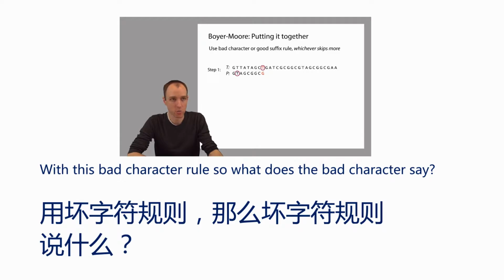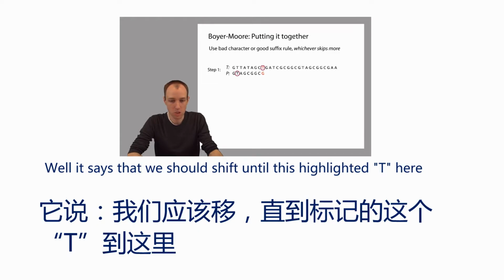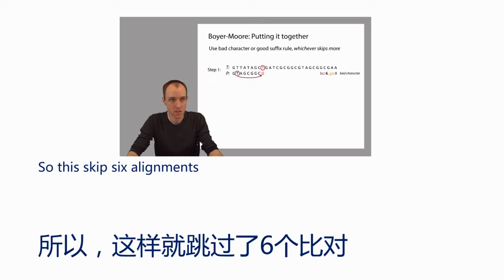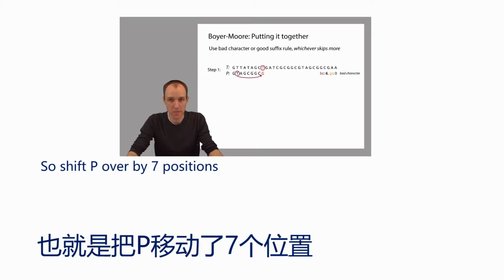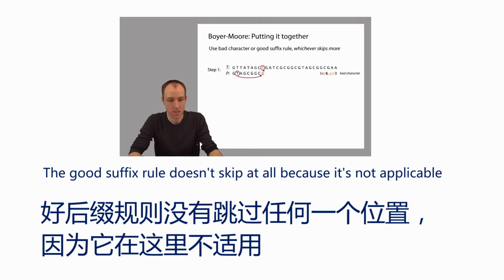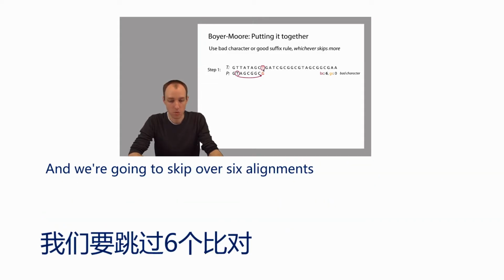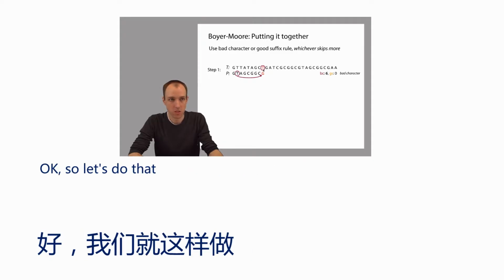So what does the bad character rule say? Well, it says that we should shift until this highlighted T here is underneath this T here. So this skips 6 alignments. It shifts P over by 7 positions, or it skips 6 alignments. And the good suffix rule doesn't skip at all because it's not applicable. So we're going to use the bad character rule in this case, and we're going to skip over 6 alignments. Okay, so let's do that.